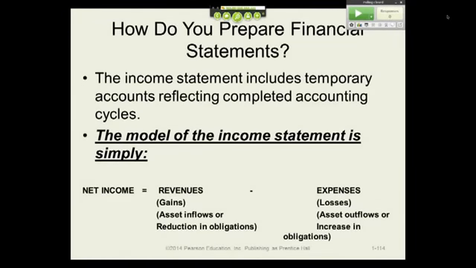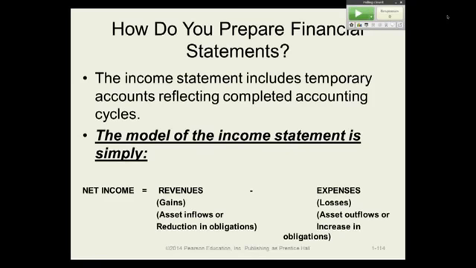Now, the model of the income statement, as I said, if you look at it linearly here, it's simply revenues or gains, and these are inflows of assets or they reduce liabilities. Expenses or losses are outflows of assets. You use up assets or they increase obligations. So just to clarify this, you could have revenues by selling it for cash. That's an asset inflow. What's the other side of a revenue transaction? If it's not cash, what other asset could you get? Anyone? Accounts receivable or receivable. So any asset inflow.